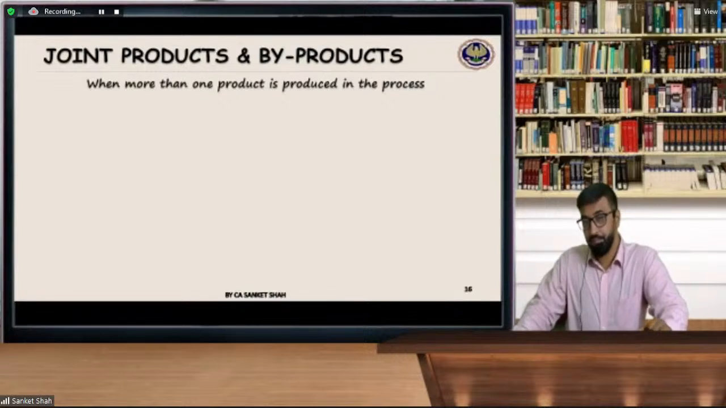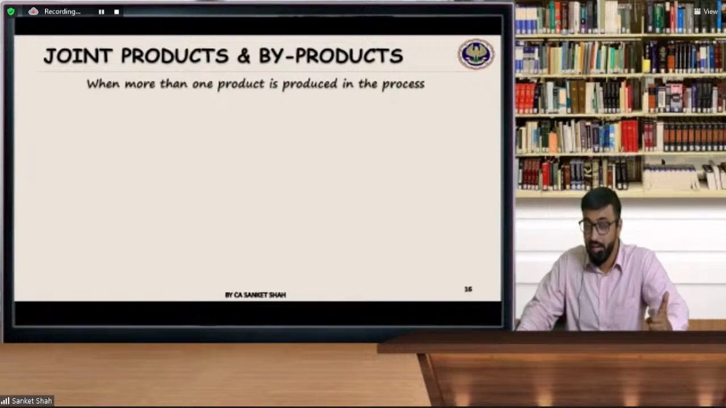Physical measurement, that is the quantity ratio, in which you will divide it. Second one, yes, quickly tell me the methods. Physical method, second one marginal cost method, then NRV method, at split off, after split off, that is market value methods. Survey method is there. Okay, so total 7 methods are there.